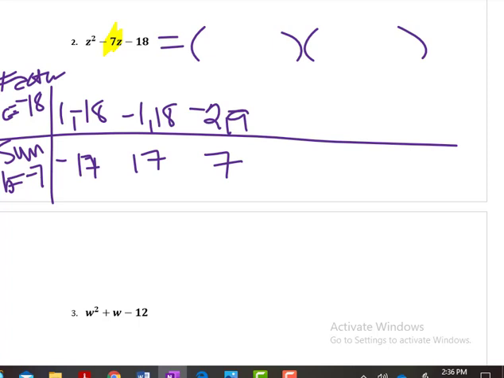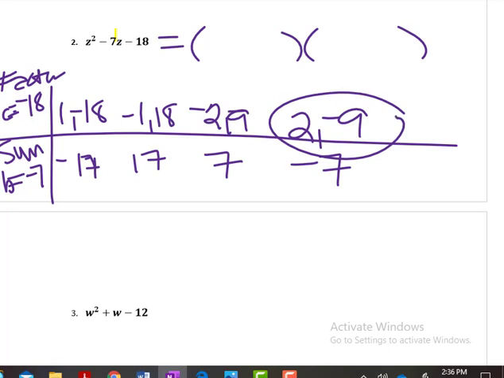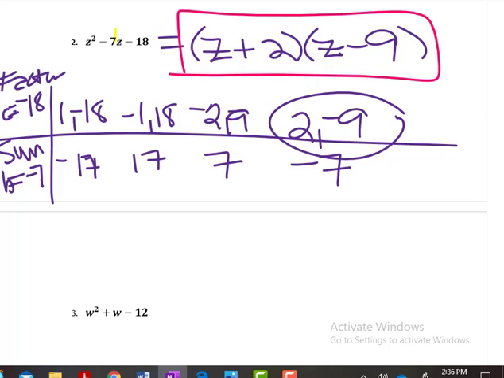I need a negative, I have a positive. So what that means for me is I'm simply going to change the signs. Instead of a negative 2, I put a positive 2 down. Instead of the positive 9, I have a negative 9. Add them together, I get a negative 7. Awesome. Here are my values. So I'm going to have z plus 2, z minus 9. That will be my final answer.